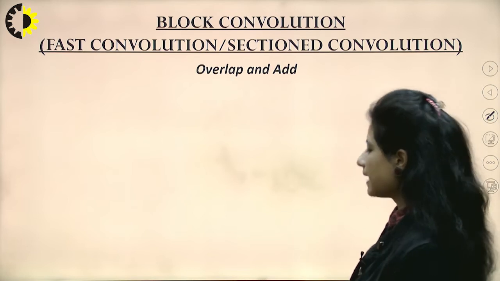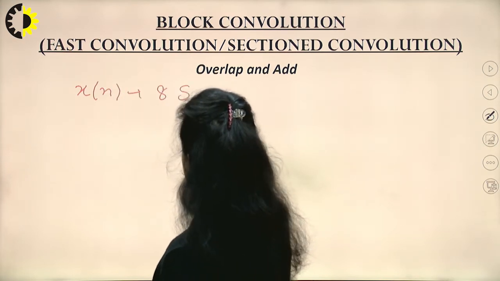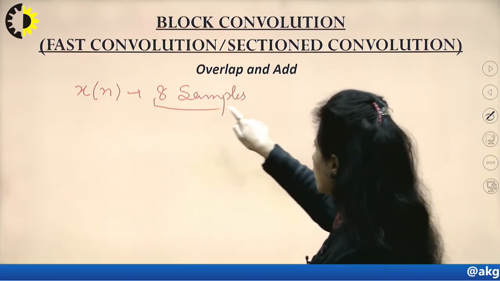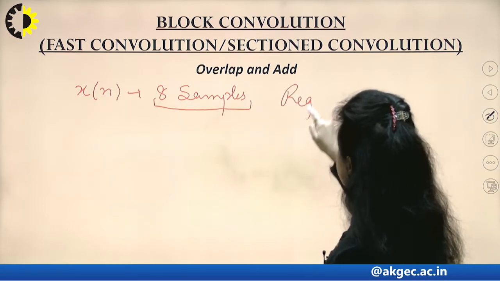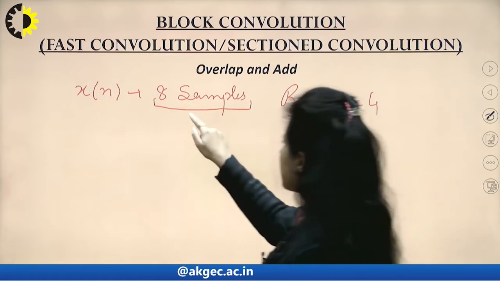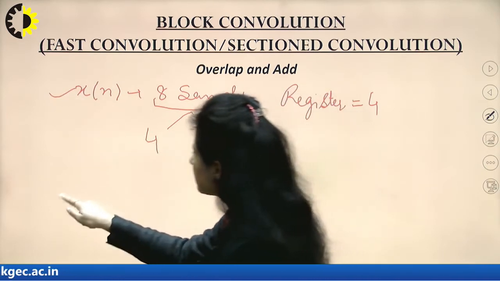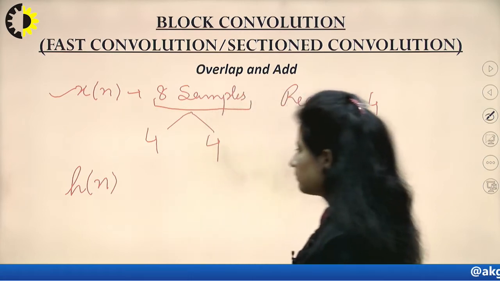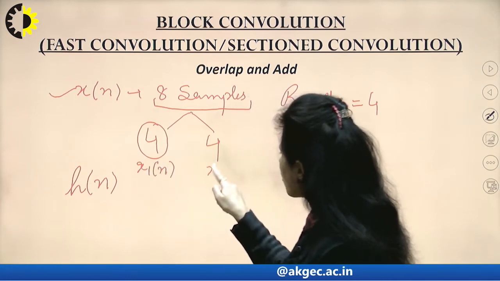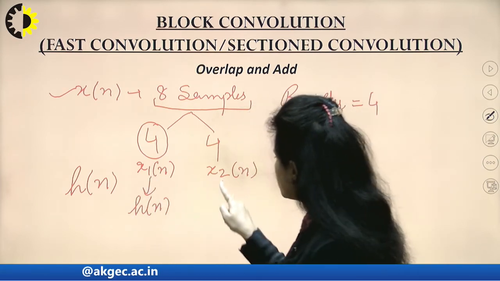Talking about the overlap and add method, let me take a sequence x[n] which has, say, 8 samples which are periodic, so they keep repeating one after another, but this is one block of 8 samples. The length of the register available for carrying out this convolution is 4. So this 8-sample sequence would be divided into 4 and 4 samples, and the sequence h[n] may be of any length, maybe 2, 3 or 4. The first block is referred to as x1[n] and the second block as x2[n].